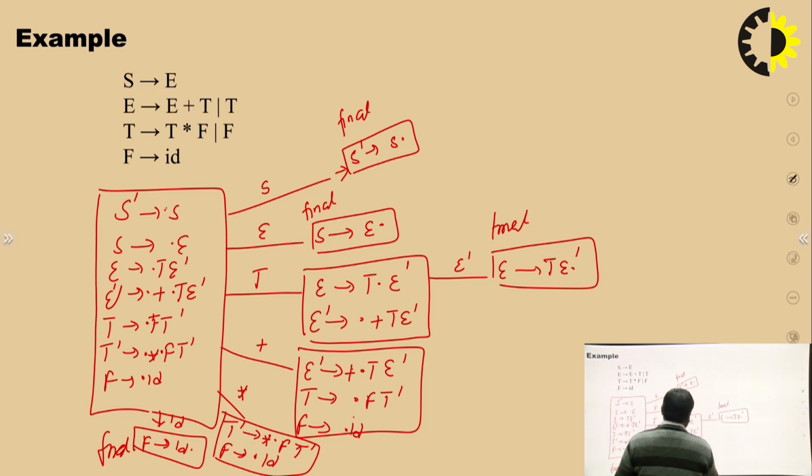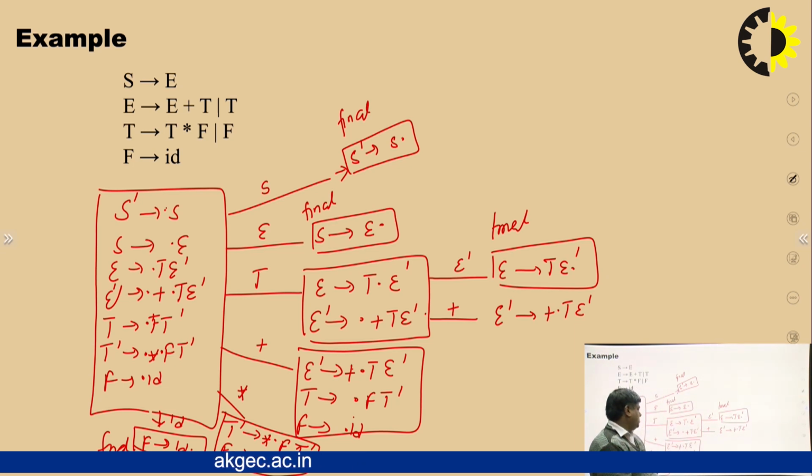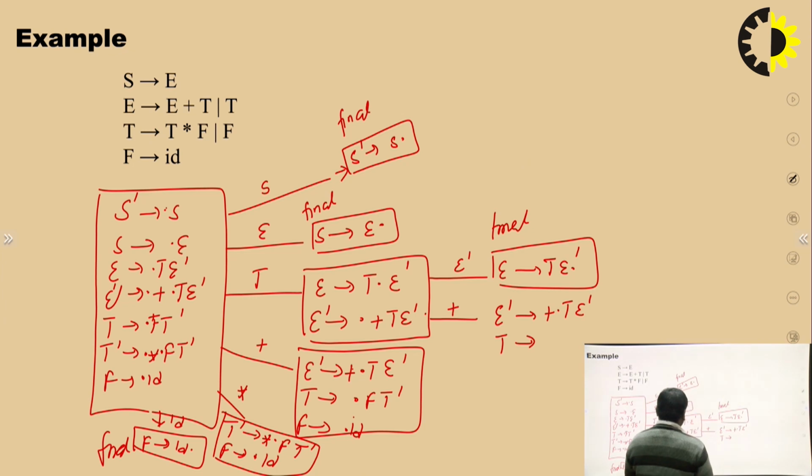When we explore this one, what is that? That is the plus, and yes, E dash tends to plus T E dash. We need to explore the production rule of the T. And what is the production rule of the T? Only one production is available, that is T tends to dot F T dash, and we need the production of the F because F comes to the right side.